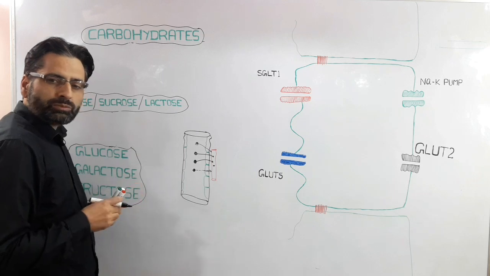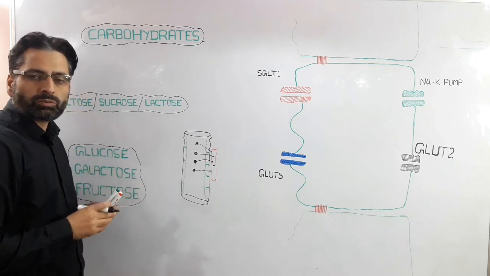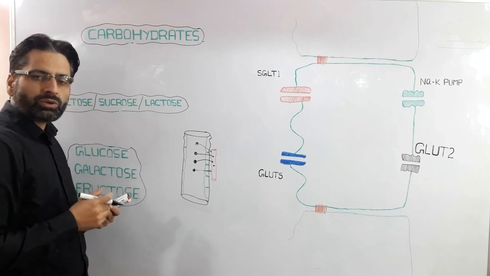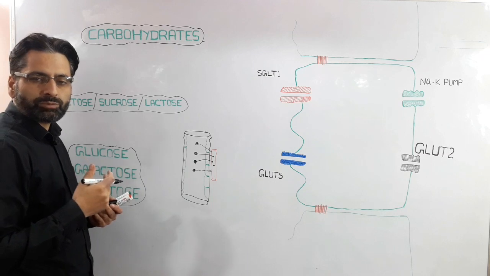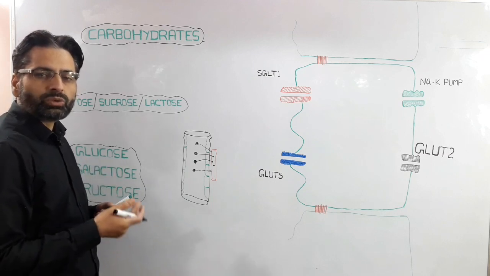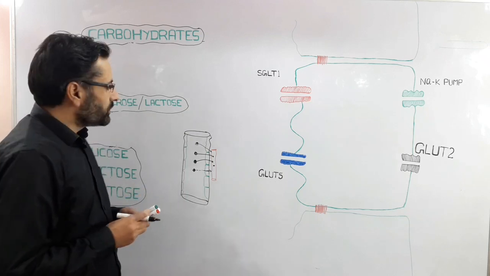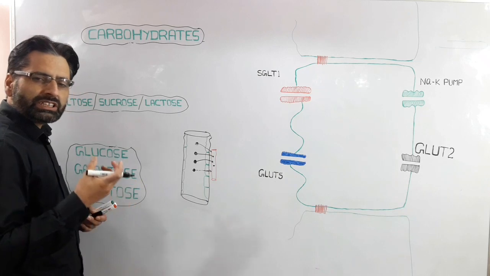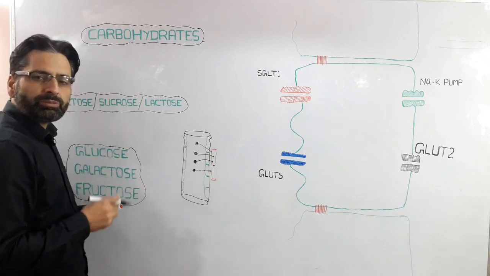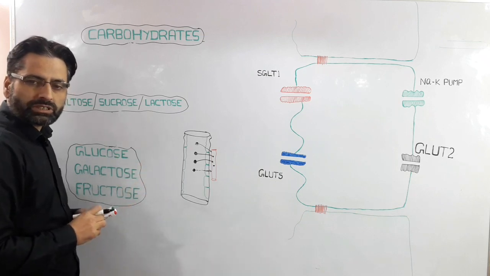With respect to this absorption, we have two major classes in the carbohydrates. One class of carbohydrates requires enzymatic digestion before it is absorbed, and another class doesn't require this enzymatic digestion. Or you can say, when carbohydrates are structurally very simple, they can be easily absorbed without being further broken down by the enzymes.